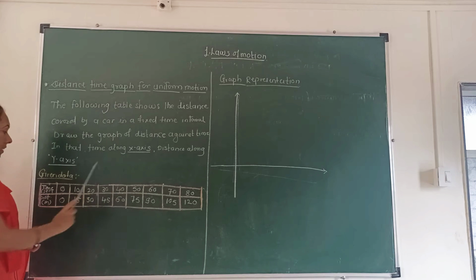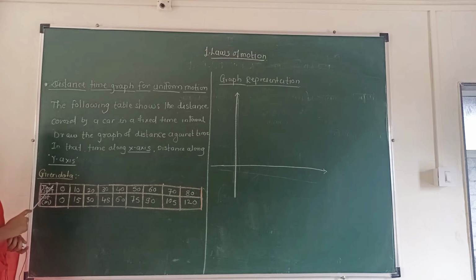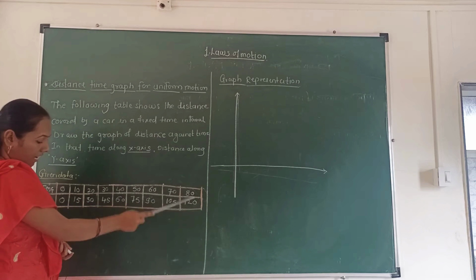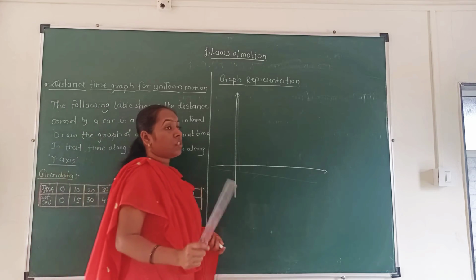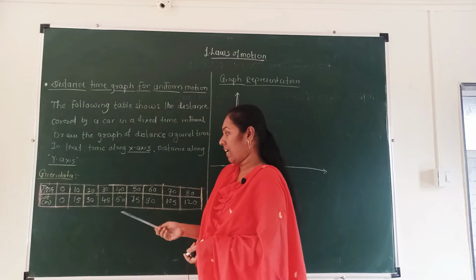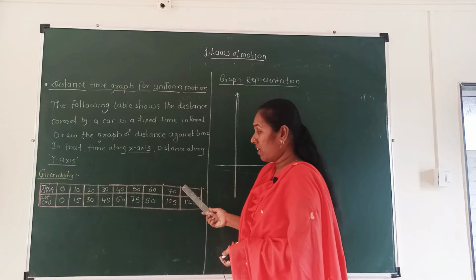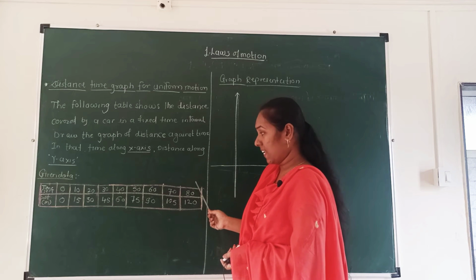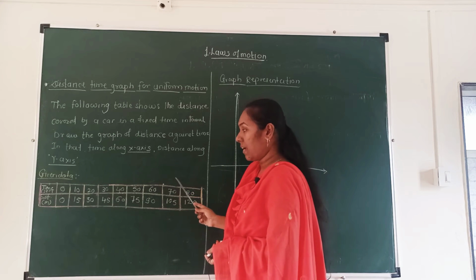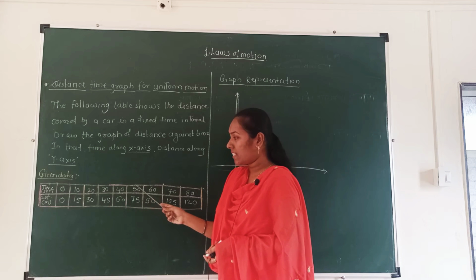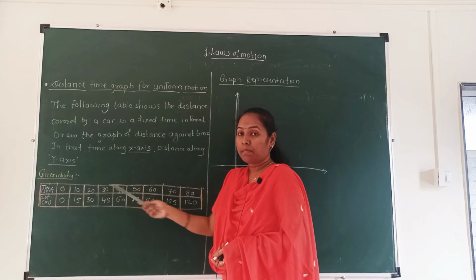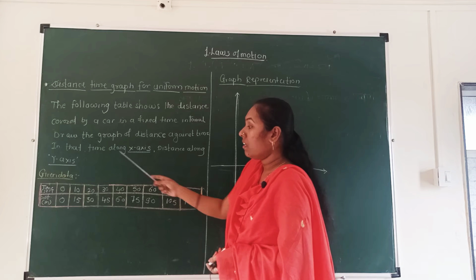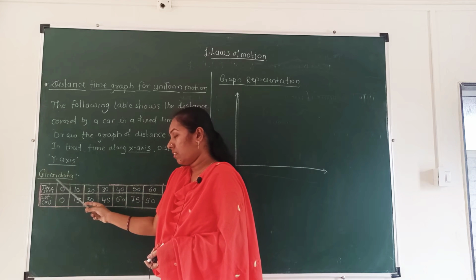Here is the time. Time is always taken in seconds: 0, 10, 20, 30, 40, 50, 60, 70 and 80. Time changes with equal time intervals. Here is a difference of 10 seconds each time. So the time interval is equal.